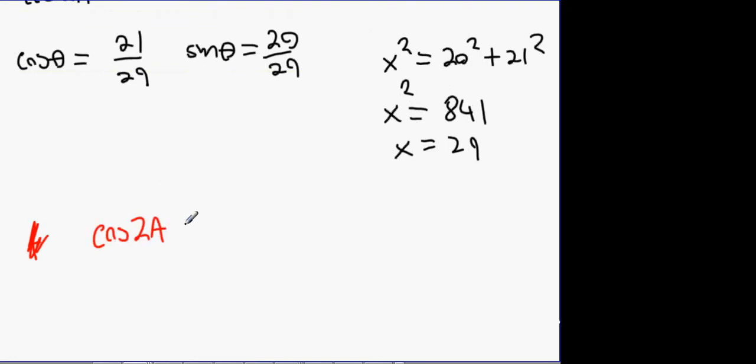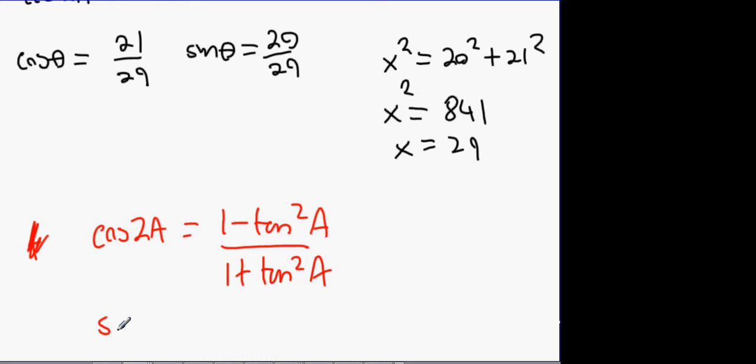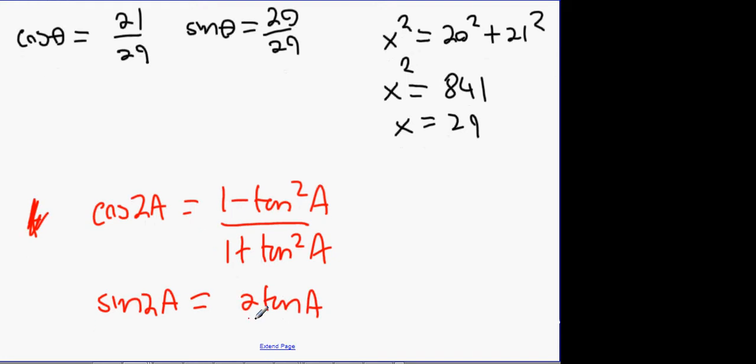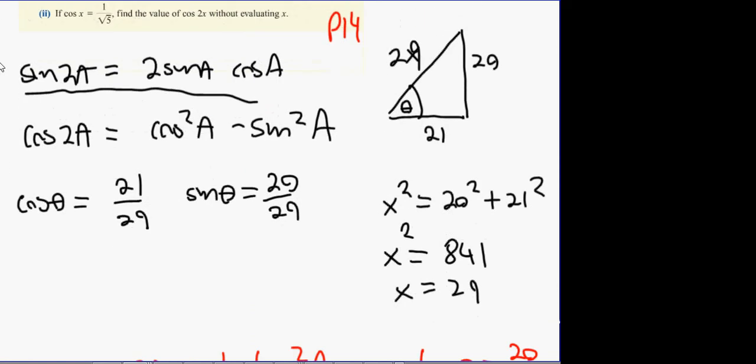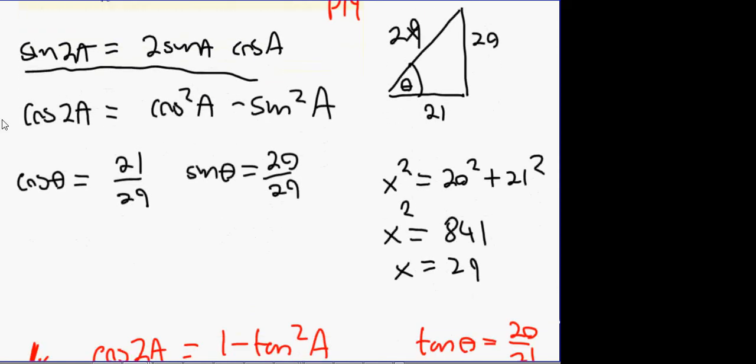The 2 formulas look like this. Cos 2a equals 1 minus tan squared a over 1 plus tan squared a. And the other one is sine 2a equals 2 tan a over 1 plus tan squared a. So look at this. At the start of the question we were told what tan theta was, weren't we? 20 over 21. The difference between this equation and the other one is we actually don't need to work out Pythagoras' theorem this time. We can actually just put it straight in.